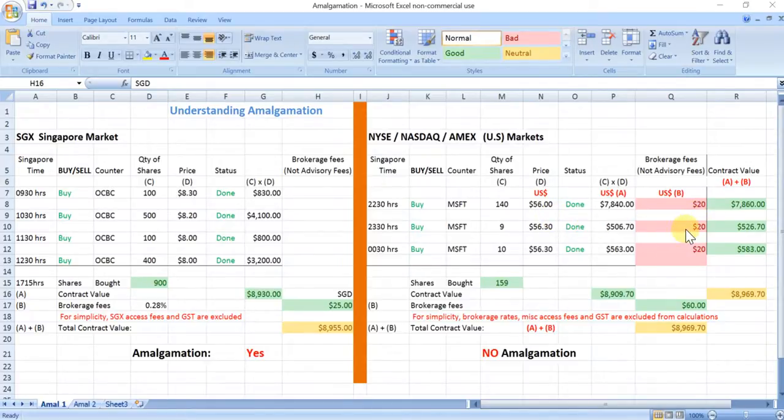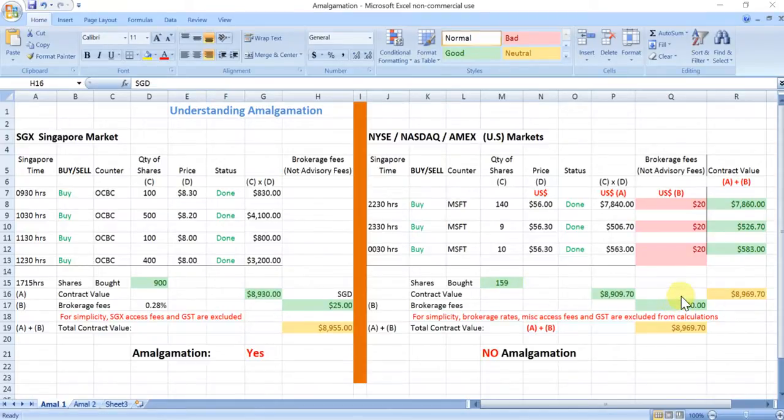In this example, the investor incurred a total of 60 US dollars for the 3 trades that were done. Hence, investors should consider all the shares that they intend to buy for the trading day before they actually commence the trades. Otherwise, the investor could incur some unnecessary brokerage costs.